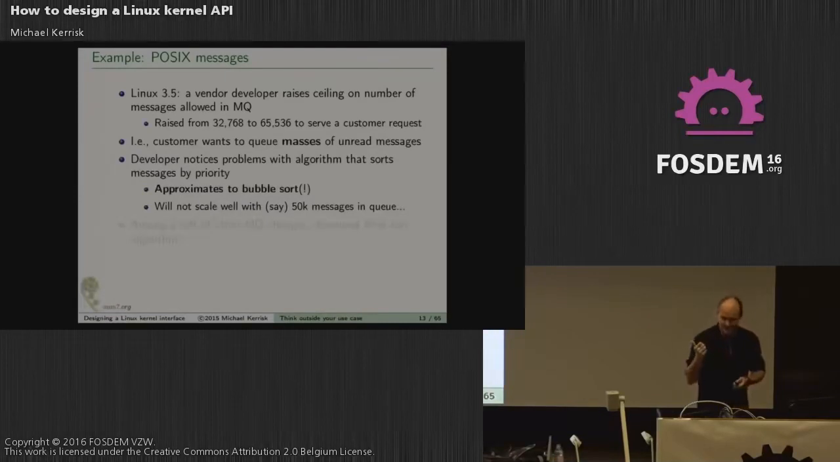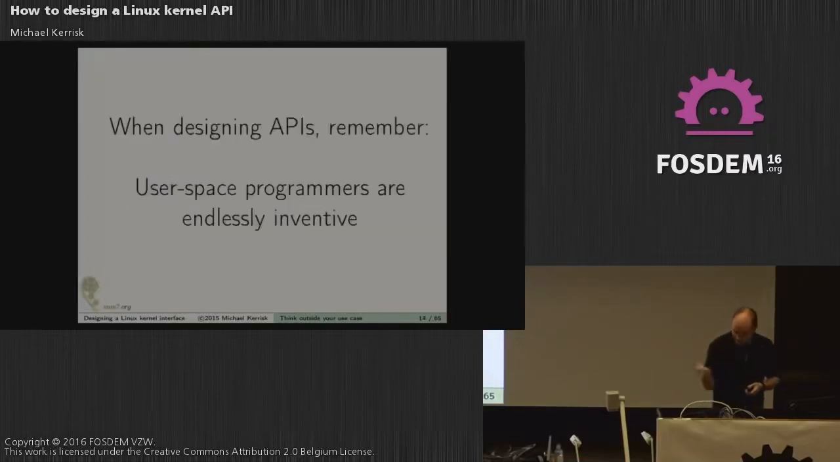The thing is, of course, for the usual use case, bubble sort is fine. And that's what the original developers coded for. Okay, the Red Hat developer concerned fixed this problem. Better sorting algorithm.